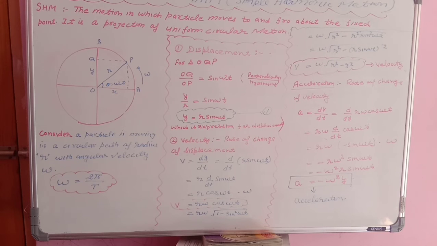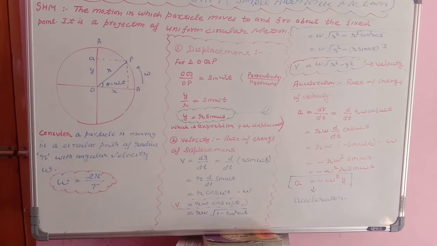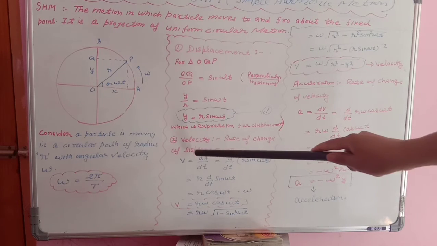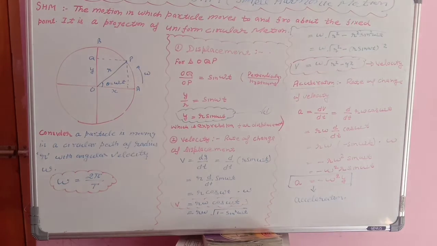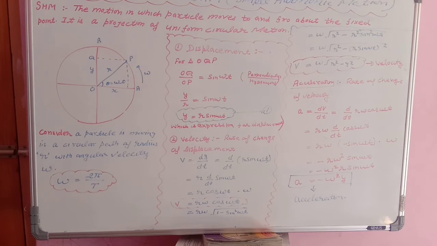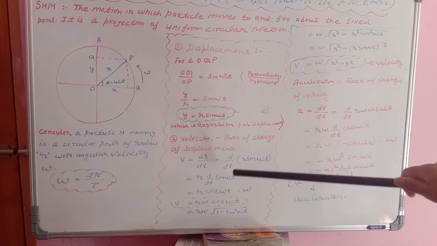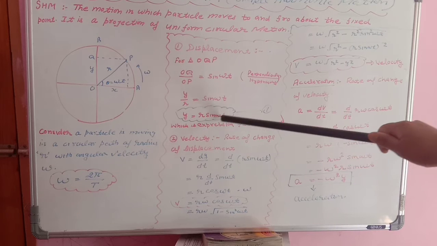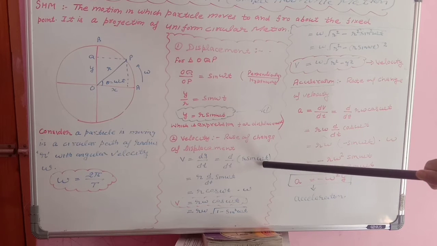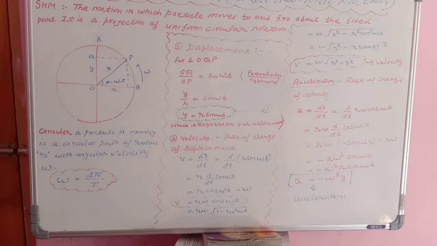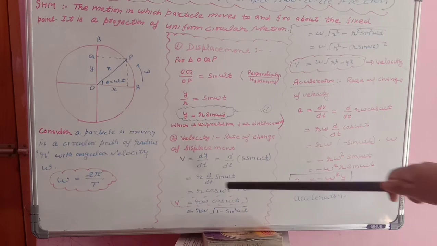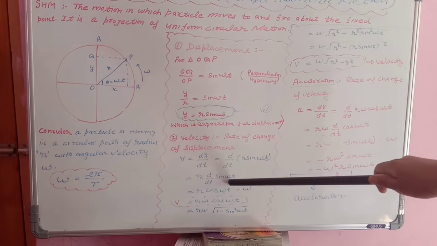Okay. Second is velocity. So dear students, velocity is the rate of change of displacement. Rate of change of displacement is called velocity. So velocity I can write as dy upon dt. d/dt as it is, and in place of y, put its value, r sin omega t. So it is r d/dt of sin omega t.